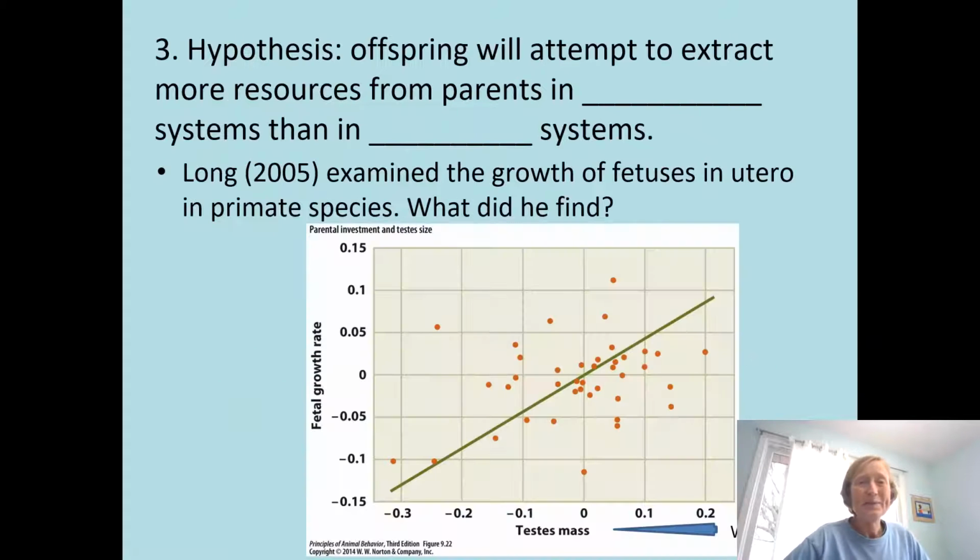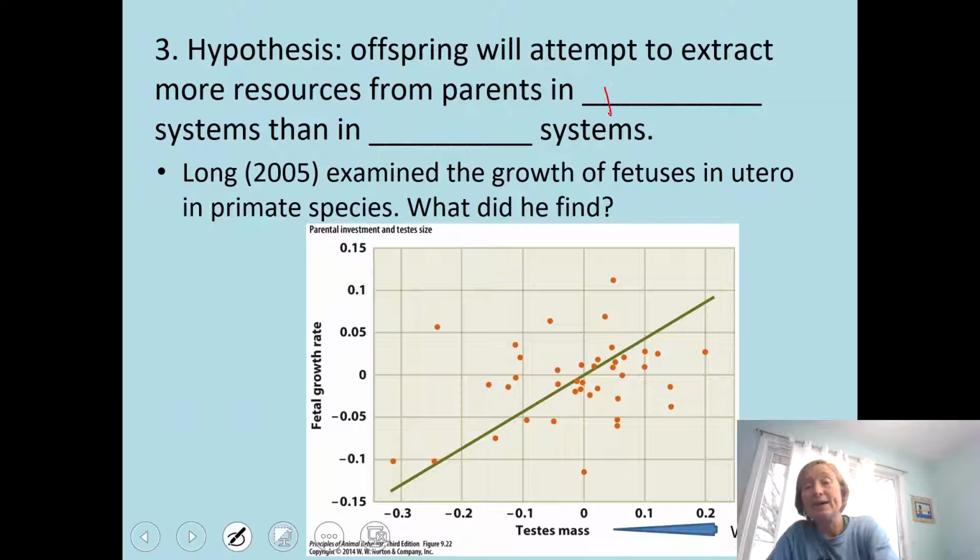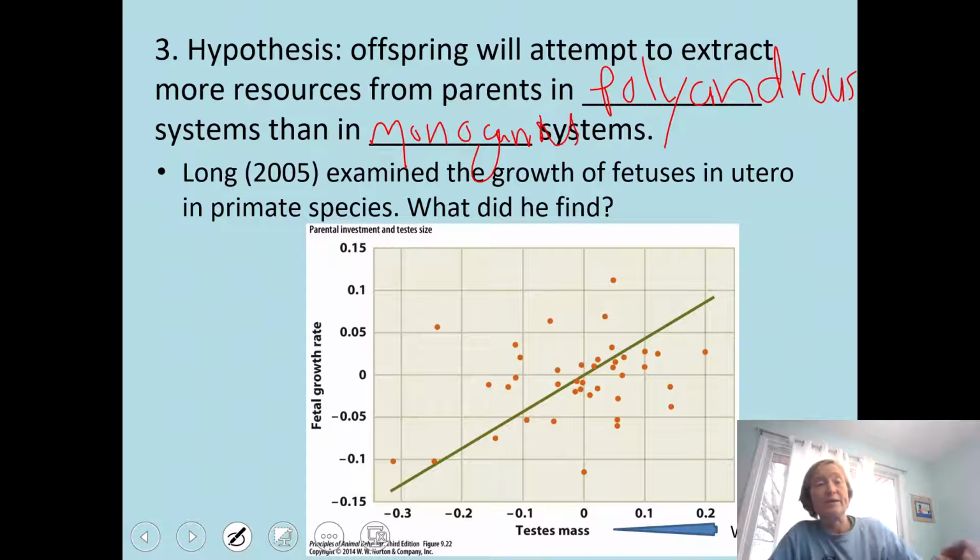Let's give you an example. So here is our hypothesis. Offspring will attempt to extract more resources from parents in a, let's go with poly means many, polyandrous, androus means males, in a polyandrous mating system than in a monogamous. Monogamous means one male, one female system. Now, how do you study this? This is crazy.